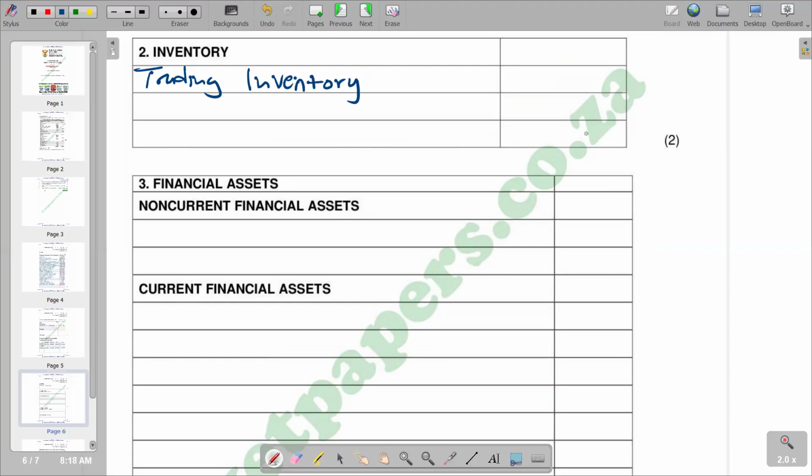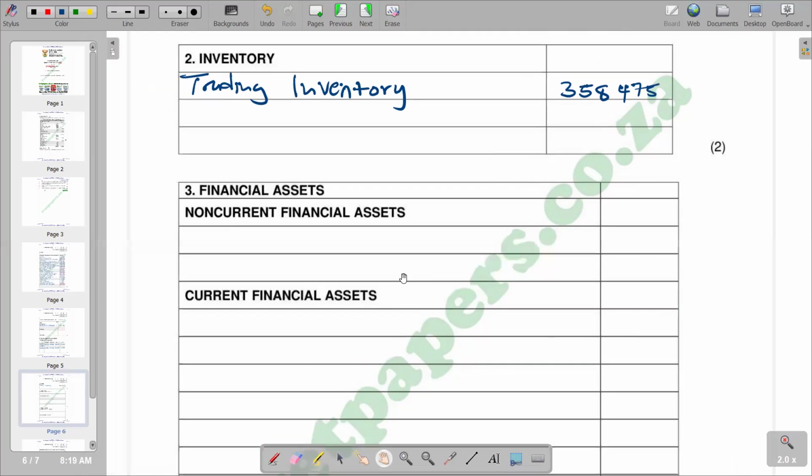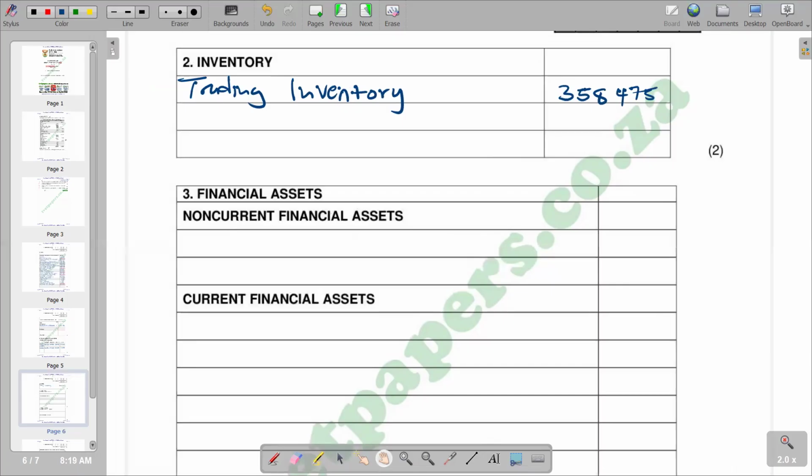Trading inventory. And then the figure that we have is 358,475. So you see that this is the same figure that is going to represent the total for our inventory. So if you check it, we are supposed to close. This is the only figure that we have for inventory.